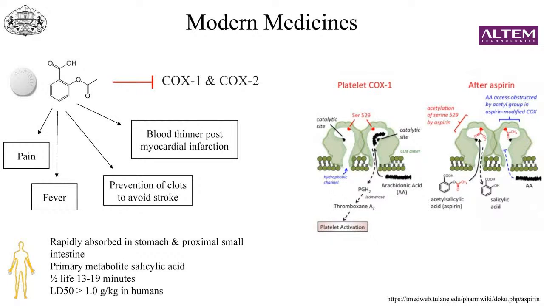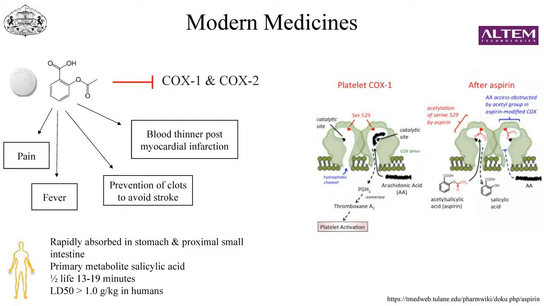Now let's compare this with modern medicine. So, for instance, let's take an example of aspirin. Now, when we pop this pill of aspirin, we have this pure chemical, and you can see the 2D structure. We know that aspirin works by inhibiting the COX-1 and COX-2 enzymes. These are cyclooxygenases. And we know by virtue of this inhibition, we have relief from pain and fever. It acts as a blood thinner, and it's actually prescribed as a blood thinner post myocardial infarction. And it's used for prevention of clots to avoid stroke as well, right?